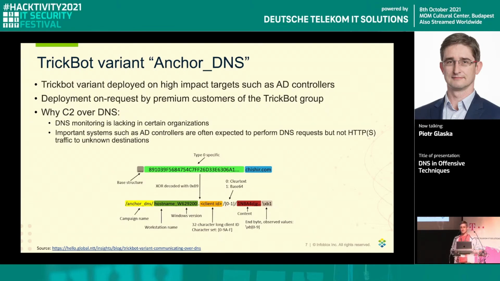So that's why for those premium customers, they choose to deploy Encore DNS and do command and control over DNS. And here we have an example of the query with encoded data. After a simple XOR function, we can see the name of the campaign, the name of the host. Again, the unique ID of the infected client.